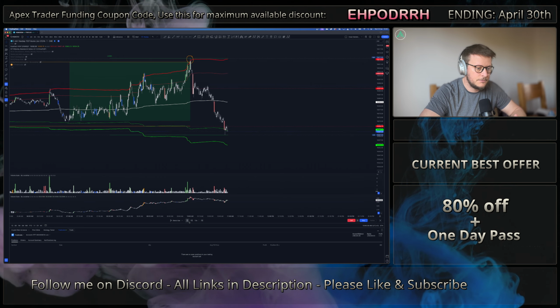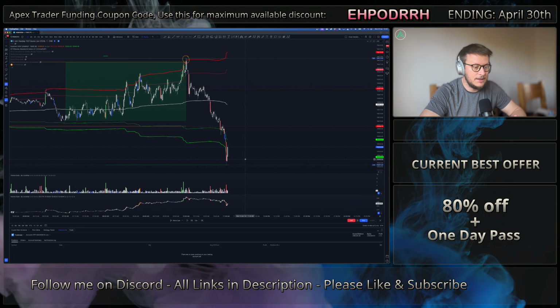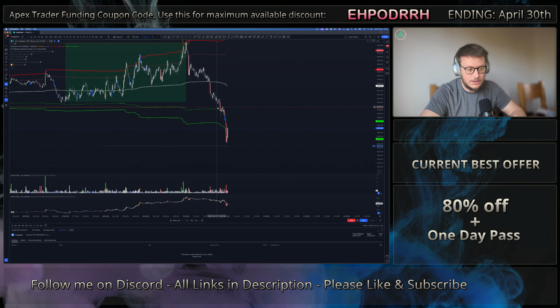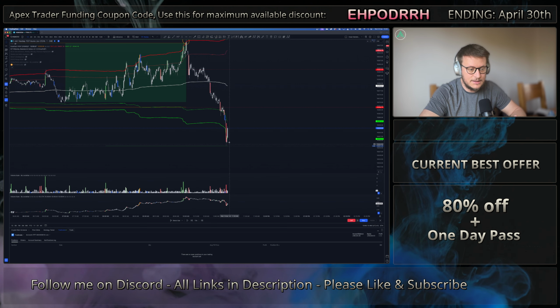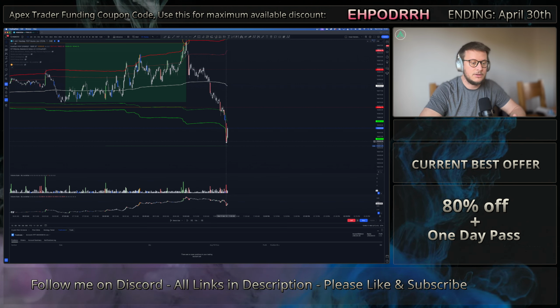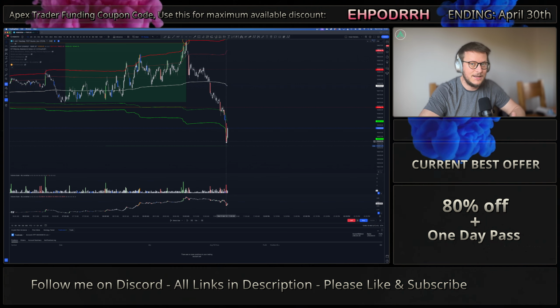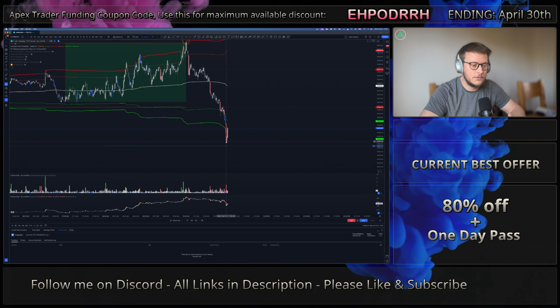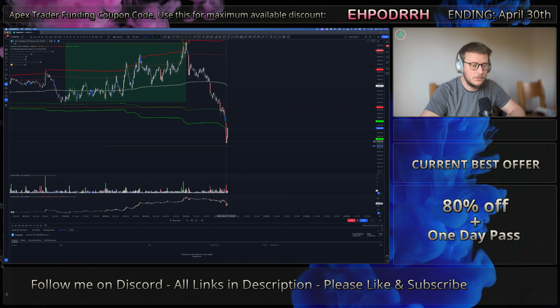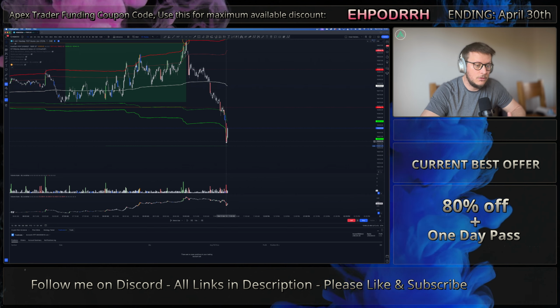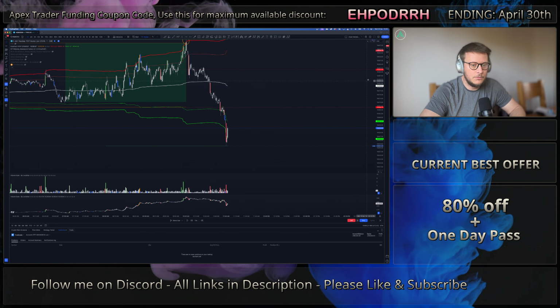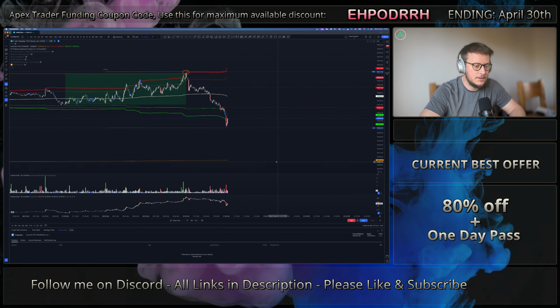Let's see what happens. So as you can see here, we smashed through Asia and really came down into this third standard deviation. Now the question would be, where's the potential that this can go? How far down can it go? Is it aiming for a weekly low or a daily low? We don't know. But let's just hit play and let's see.